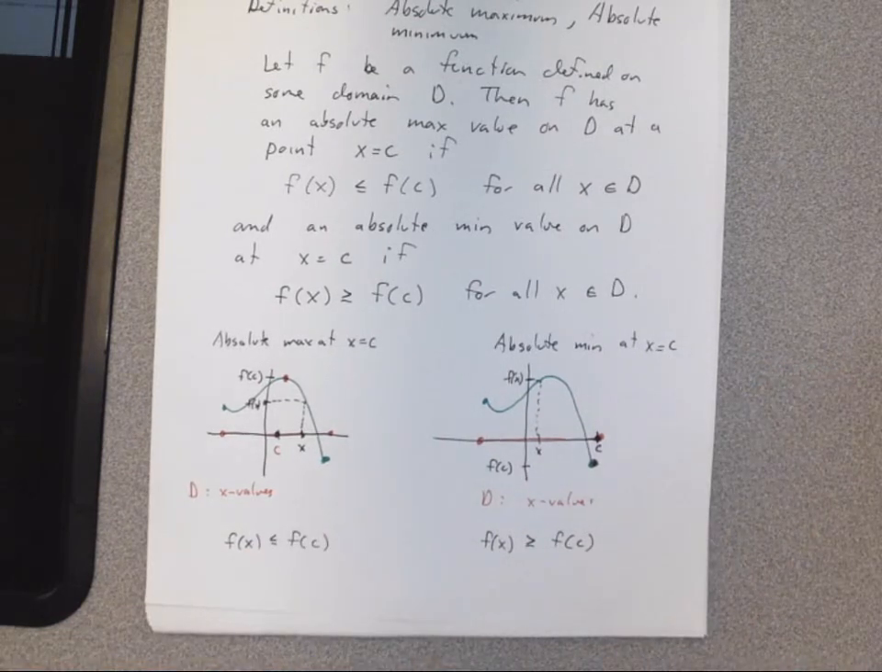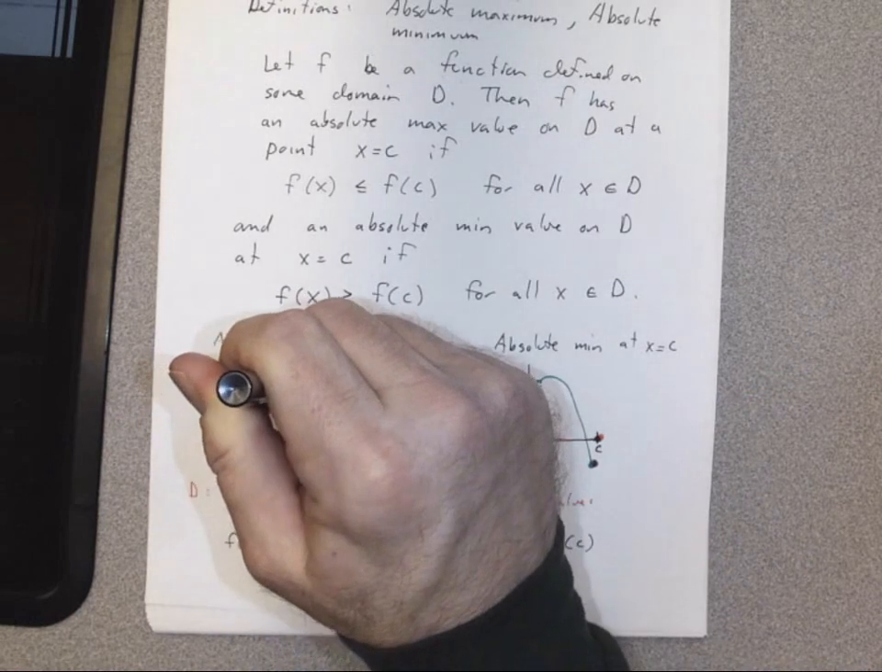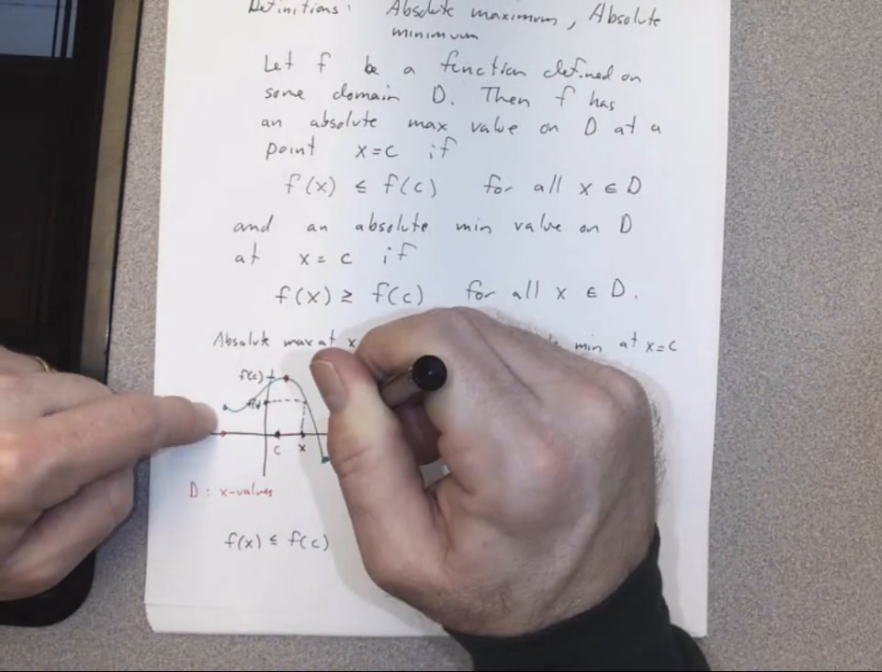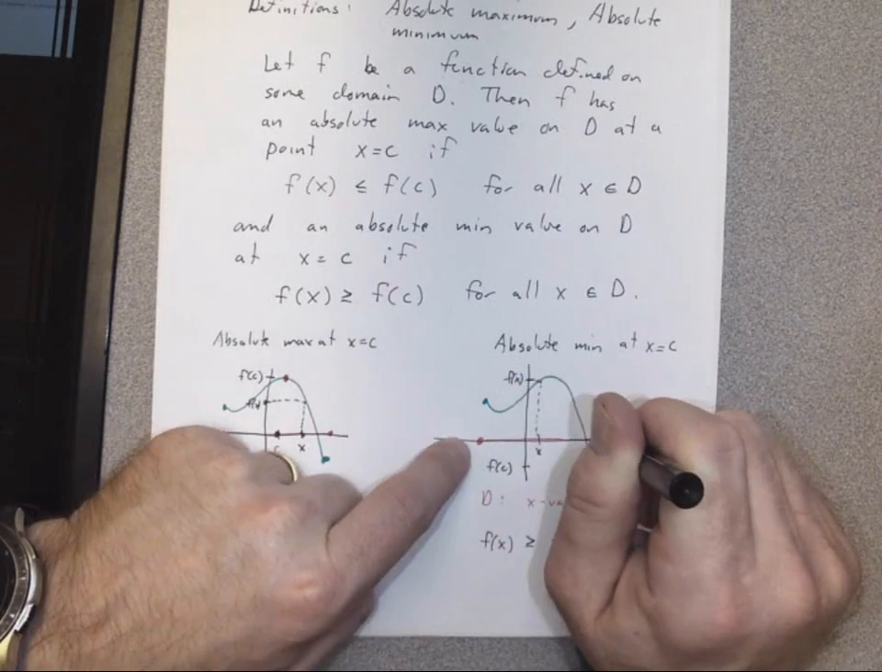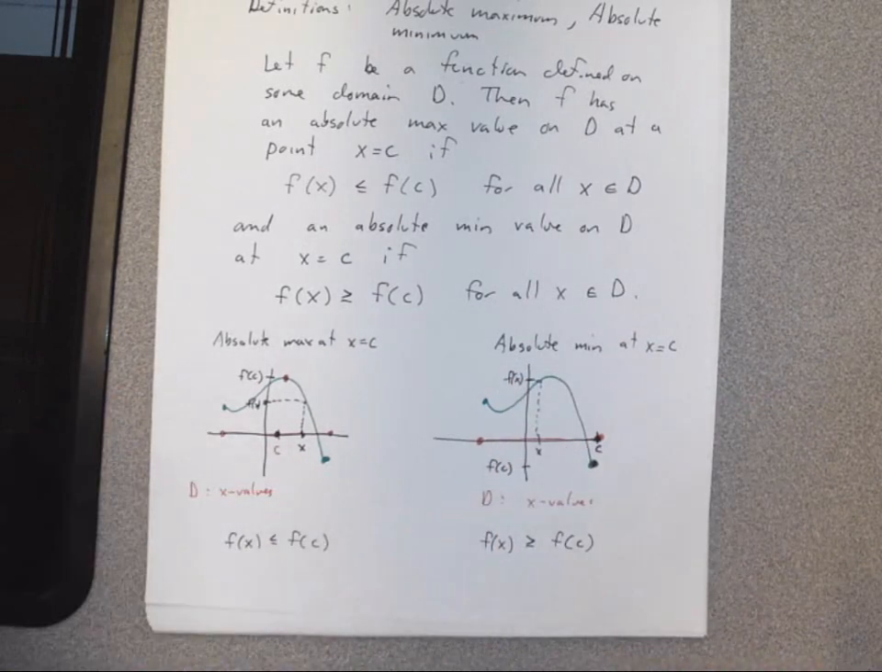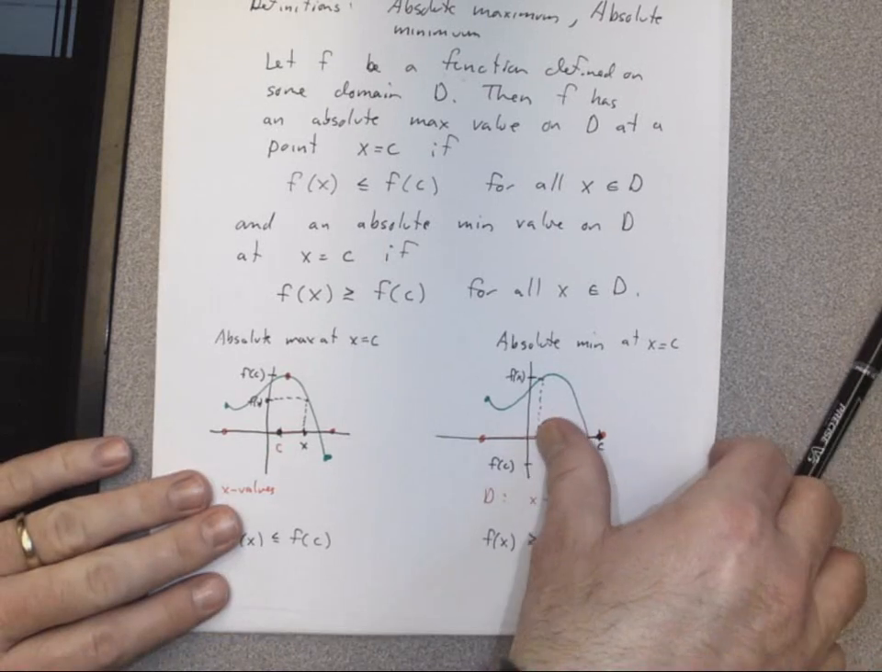Sometimes your absolute maxes are interior, sometimes your absolute maxes are endpoints, sometimes your absolute mins are interior, sometimes your absolute mins are endpoints. It just depends on the function. If I drew a different green graph, you're going to have different results.